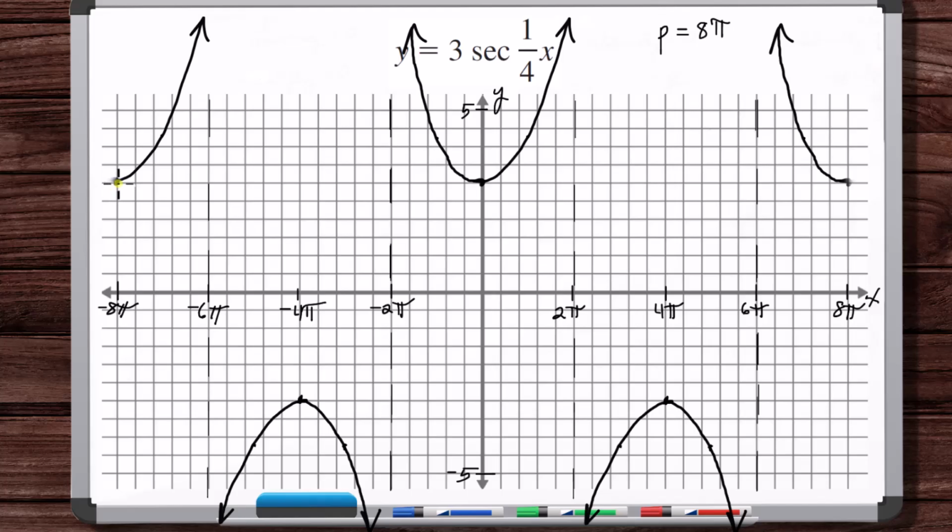It would have period 8 pi and amplitude 3. So it would dip through here and come, so it would do this. It would cross over here, do like that, and then cross over here and do like that.